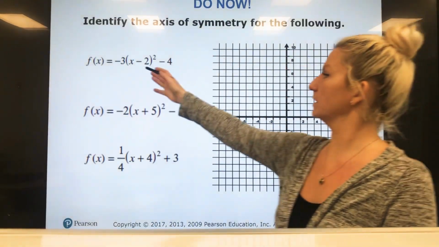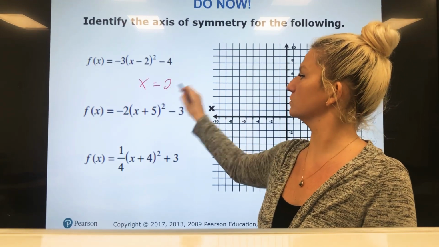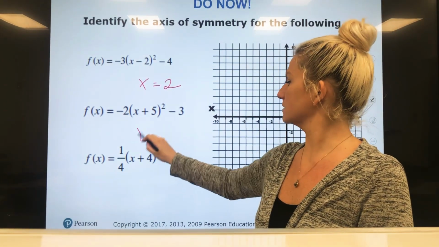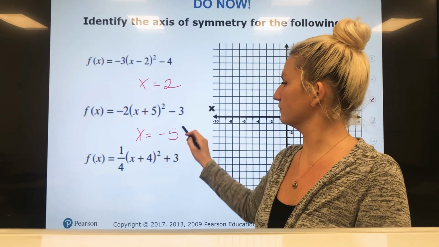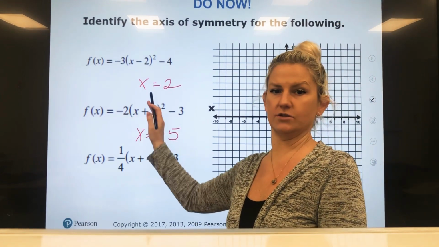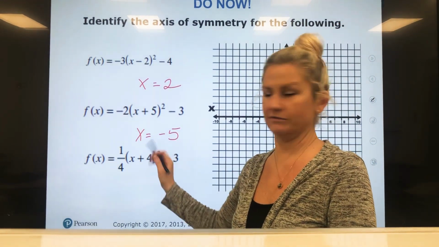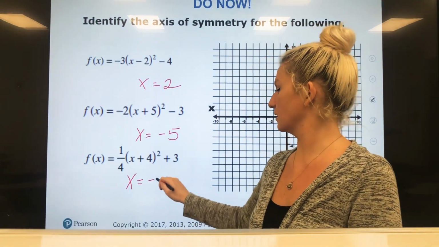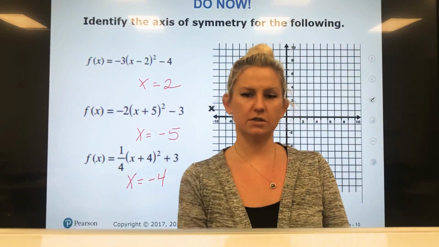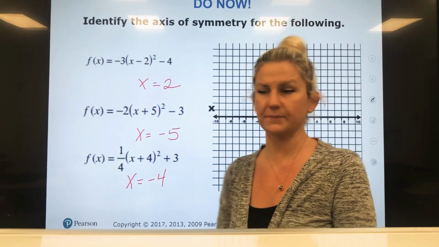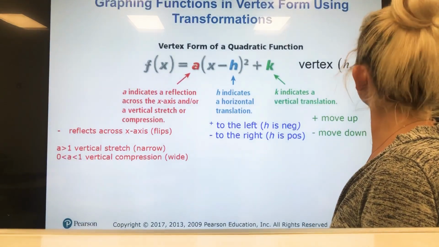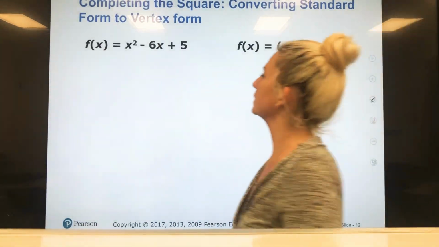In this next example, my axis of symmetry is x equals 2. Here, it's x equals negative 5. Remember, it's the opposite of h, so if it's a plus 5 in here, it's negative. And this is going to be x equals negative 4. So it's very easy in vertex form to identify your axis of symmetry. All right, let's get started.